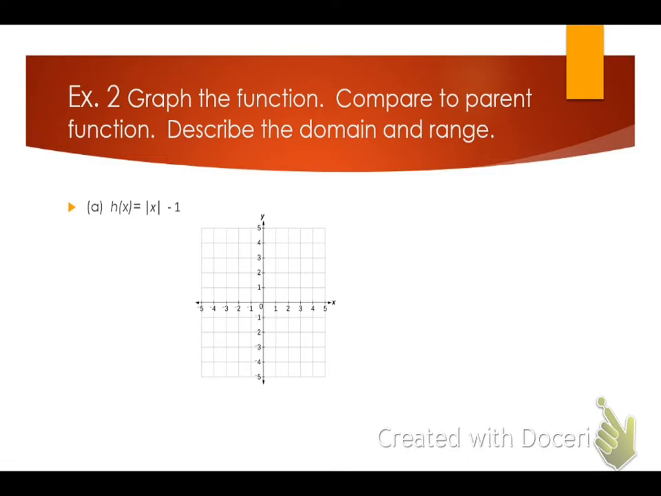Look at example 2. This set of directions asks us to do 3 things. They want us to graph the function, compare it to the parent function, and then describe the domain and the range. All right, so I want you guys to clear your Desmos, and now I want you to graph the new function. It's h of x equals the absolute value of x minus 1.